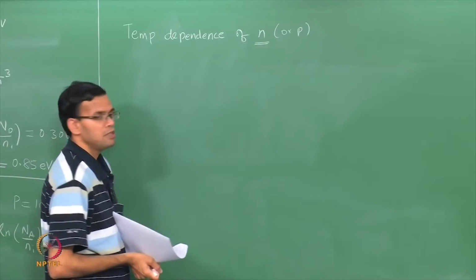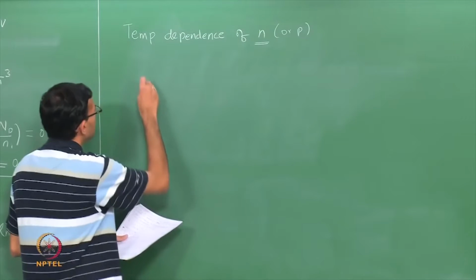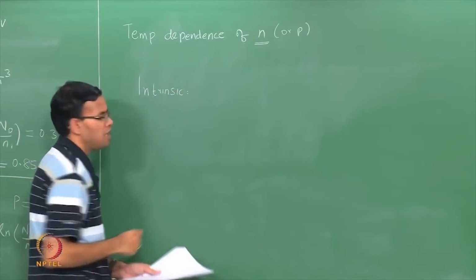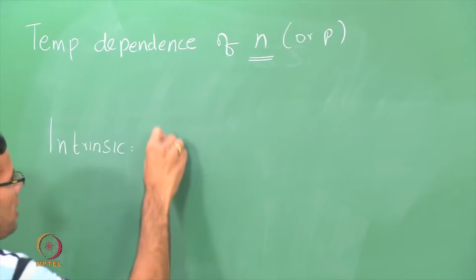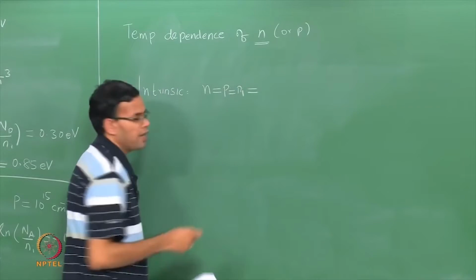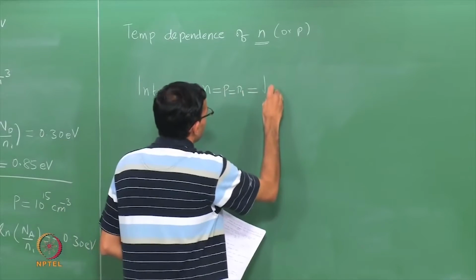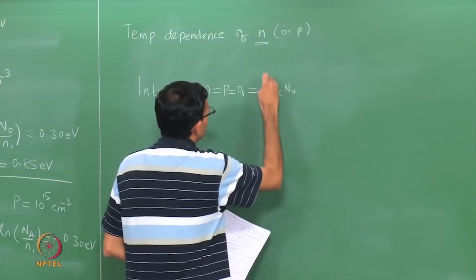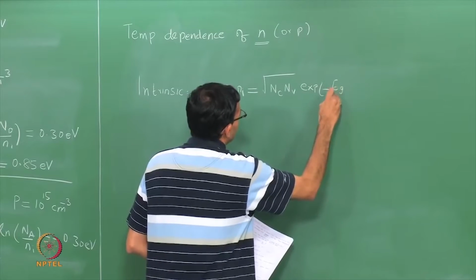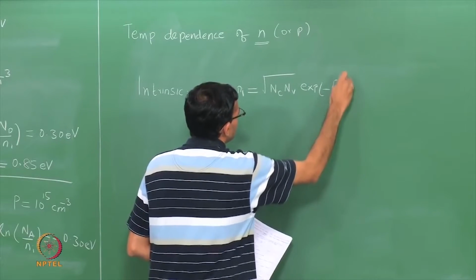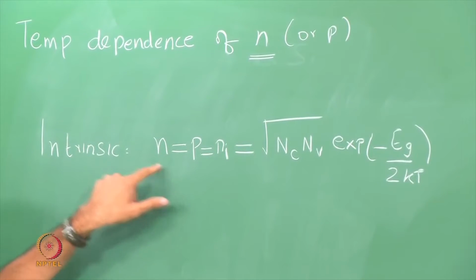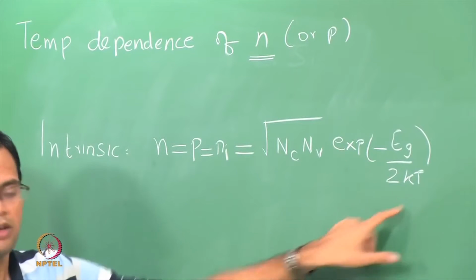How is this different if you have an intrinsic semiconductor? In an intrinsic semiconductor, we have essentially no dopants. So, the carrier concentration N equal to P equal to Ni, which is the square root of Nc Nv exponential minus Eg over 2kT. So, if you want to look at the temperature dependence of N, it is an exponential dependence on temperature.